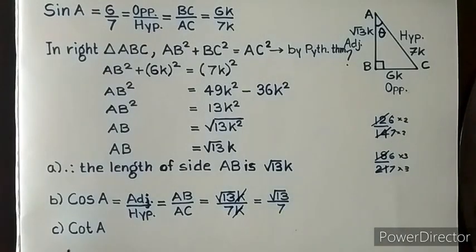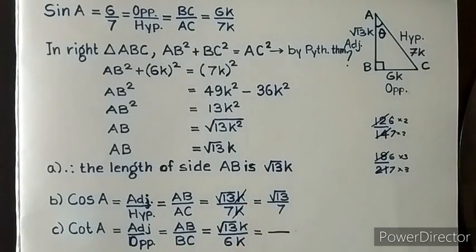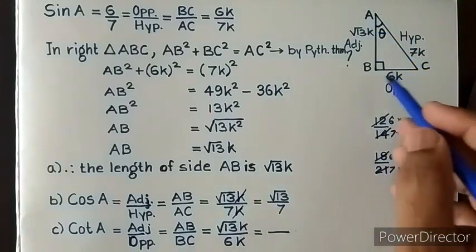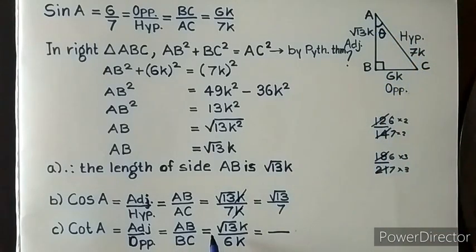And the third question is find the value of cot A. So cot ratio is adjacent upon opposite. Your adjacent with respect to A is AB and opposite is BC. So AB upon BC equals, if you put the values, root 13k upon 6k, your k will be cancelled. So the value of cot A is root 13 upon 6.